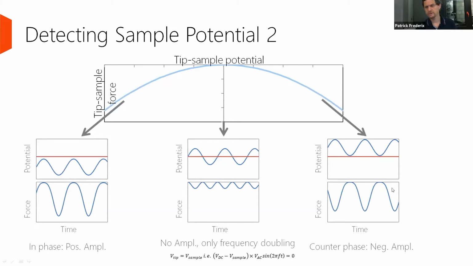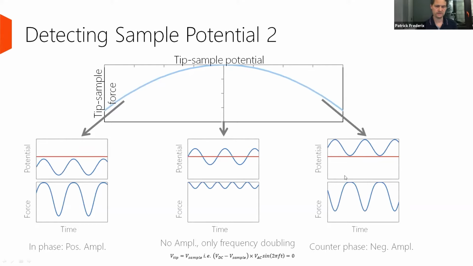Here on the right, we see almost the opposite behavior. The tip voltage is above the sample voltage. There, at the lowest part of the tip voltage, the voltage is almost equal, and there I have 0 force. And here at the highest point, I have the largest discrepancy, so I have the largest attractive force. And what you see here is that they are in counter phase. So high voltage gives the strongest attractive force.